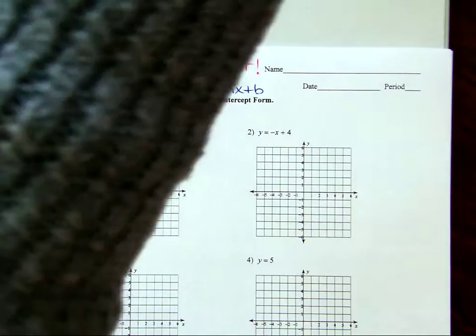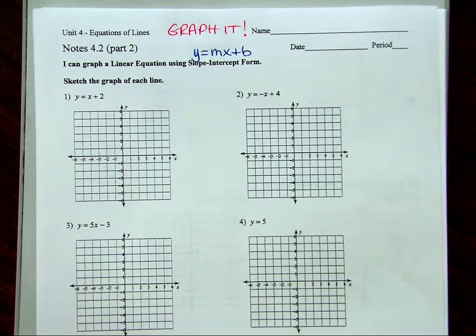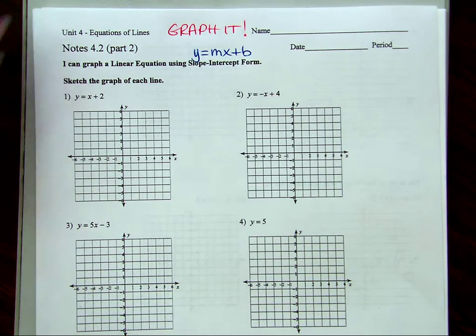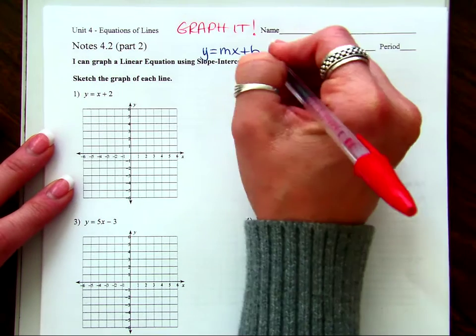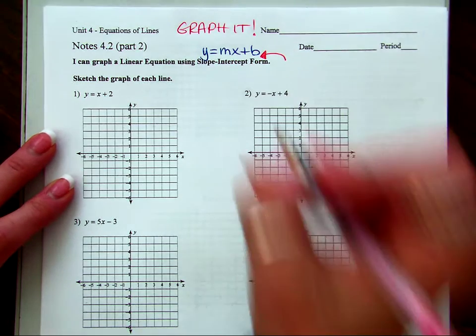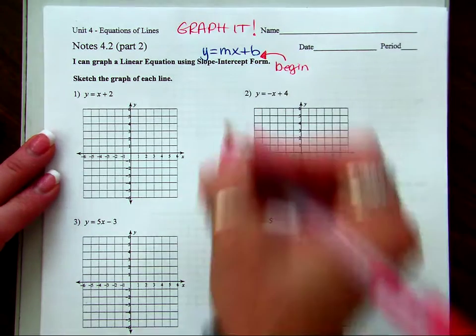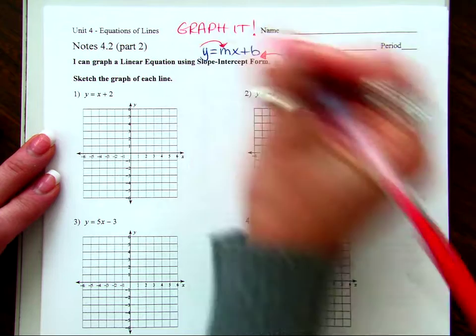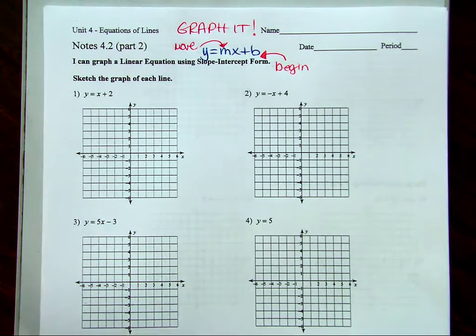But we're going to find today that making a table is kind of a lot of work. You could make some mistakes in your computation, so we're going to learn the shortcut today, okay? So I want you to write a little arrow here and point to the B, and that's going to be where you begin. And then the M is going to be where you move from your beginning point, okay?